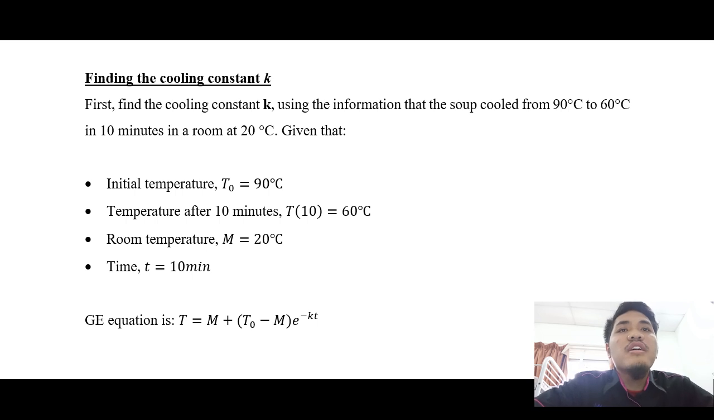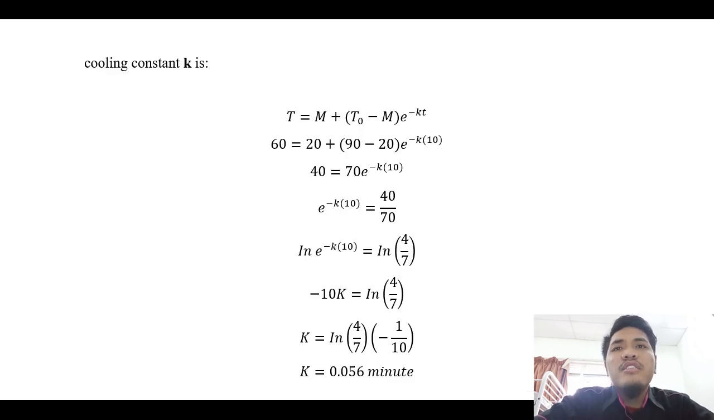The information given to us is the soup has been cooled from 90 degrees to 60 degrees in 10 minutes in a room temperature of 20 Celsius. So we get the initial temperature T0 equal to 90 Celsius, temperature after 10 minutes T10 equal to 60, room temperature M equal to 20, time t equal to 10. Remember that our GE equation is T equal to M plus (T0, initial, minus M) multiplied by exponent power of minus kt. We substitute our information into our GE, and we get the k constant equal to 0.056 per minute.